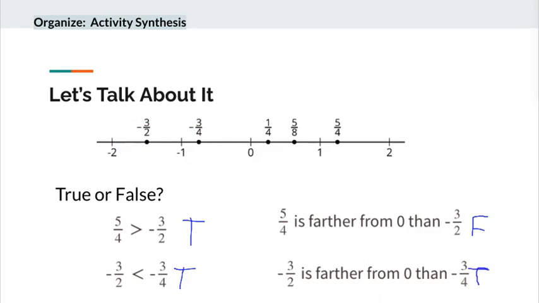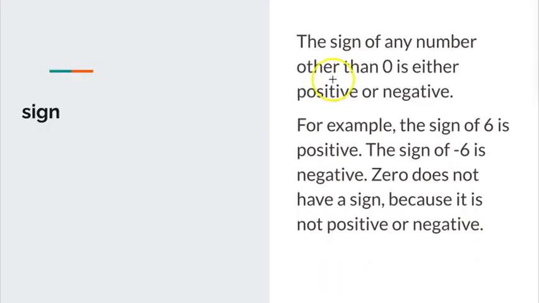All right, let's jot down one more thing real quick. So let's get sign. The sign of any number other than 0 is either positive or negative. So like with 6, that's a positive. We don't actually write the sign. With negative 6, it's negative. 0 doesn't have a sign because it's neither positive or negative. So make sure you've got that jotted down.